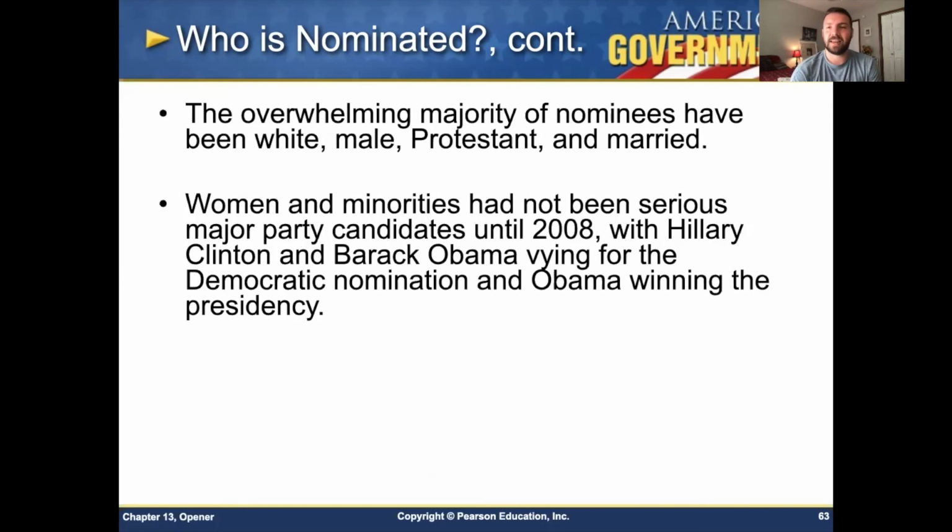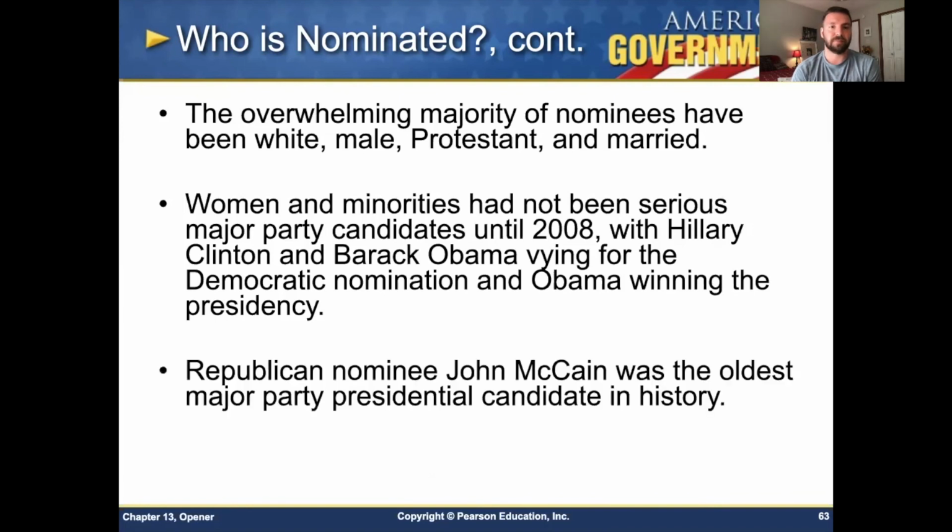Women and minorities had not been serious party candidates until 2008, when you had Hillary Clinton and Barack Obama going for the Democratic nomination. Obama won the nomination, and then he won the White House as well. And then you go back to 2016, Hillary Clinton won the nomination and came just about 11,000 votes short of winning the Electoral College. Republican nominee John McCain was the oldest major party presidential candidate in history until 2016, when Donald Trump won the White House at 70 years old.